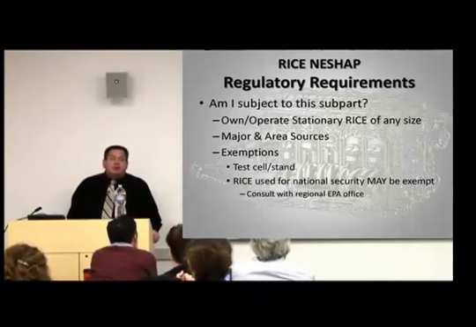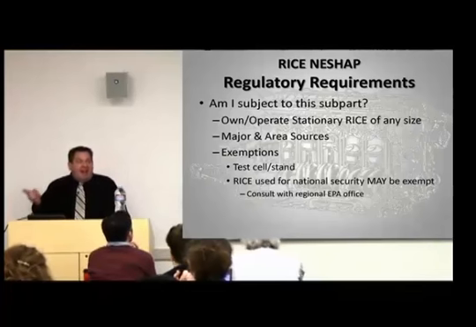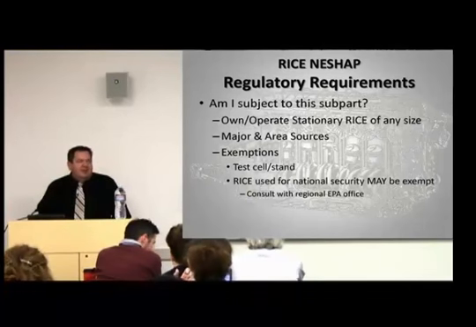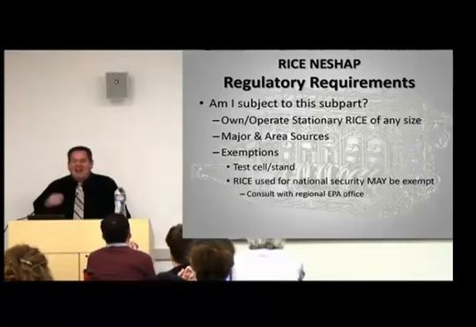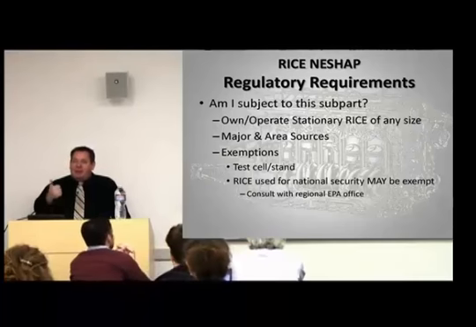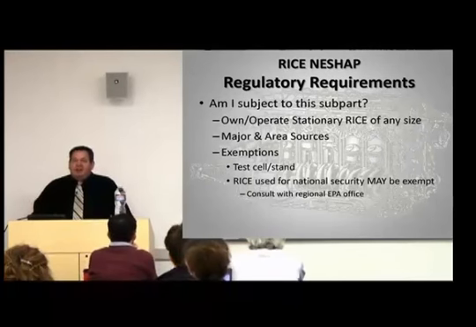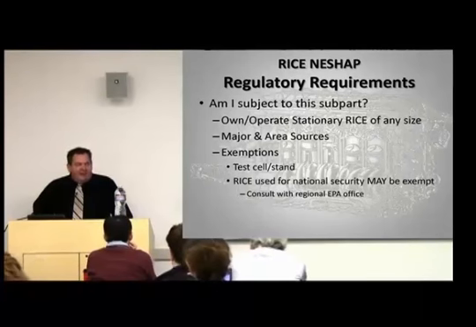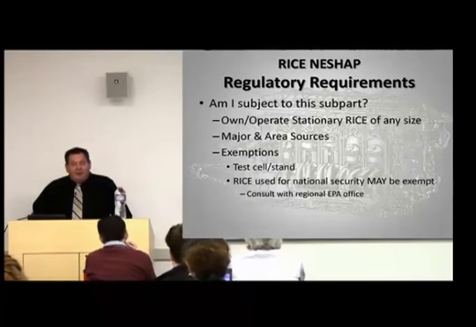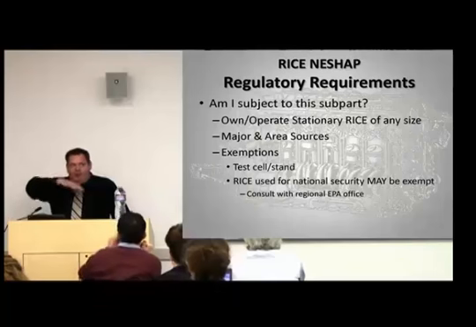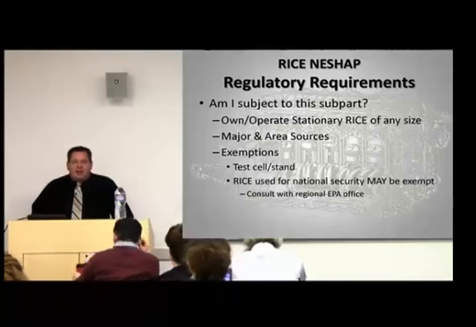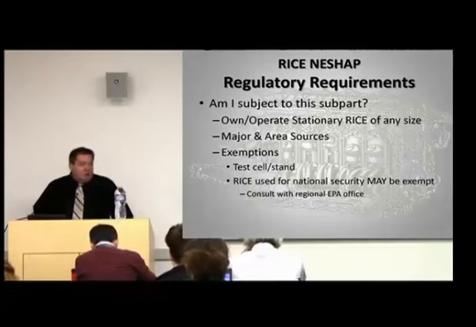Major and area sources. The definition of an area source is any source that's not a major source. The definition of a major source is any source that emits or could potentially emit greater than 10 tons per year of a hazardous air pollutant. The second definition is a source that emits or could potentially emit 25 tons per year of any combination of hazardous air pollutants. So those are the big emitters, and then any source that's not a major source is an area source. So it's covering all engines and all sources.